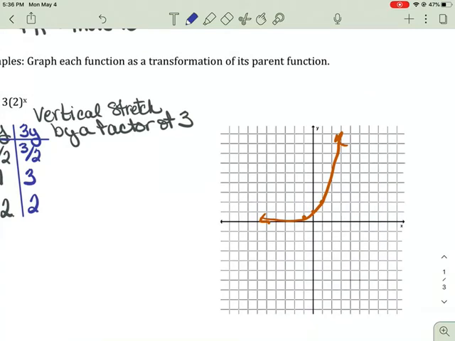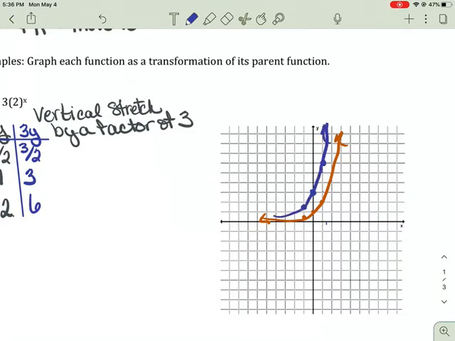So the blue graph is going to be my stretched and my final result. So over -1, up 1.5. Over 0, up 3. And over, that's not 2, that's 6. Over 1, up 6.